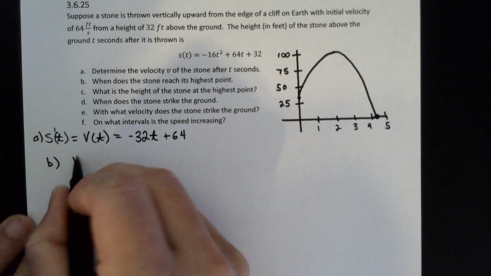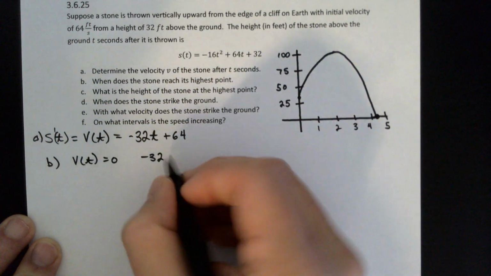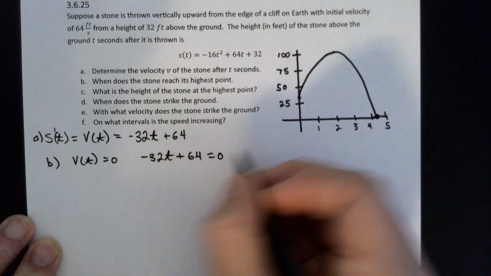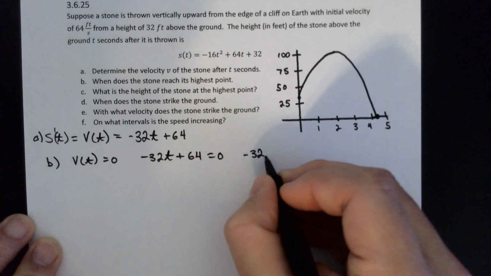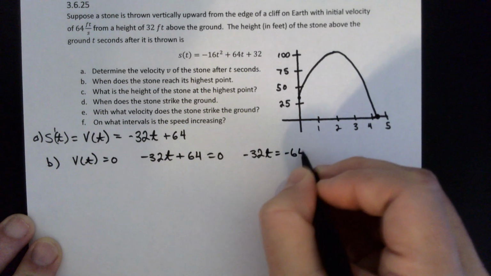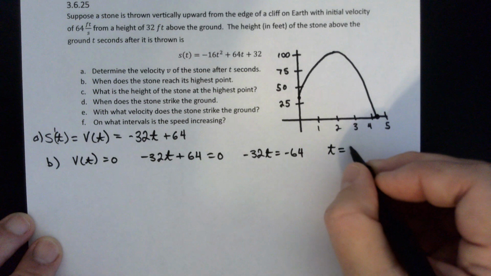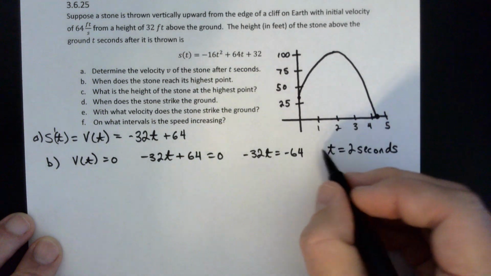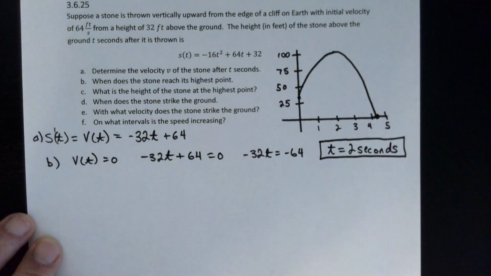So we're going to set negative 32t plus 64 equal to 0. Now, if I move that 64 over, I'd get negative 32t equals negative 64. And then if I divide by the negative 32, I get t is equal to 2 seconds. Okay, so after 2 seconds, it reaches its maximum height, stops, and starts coming back down.